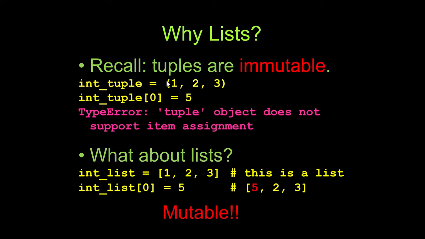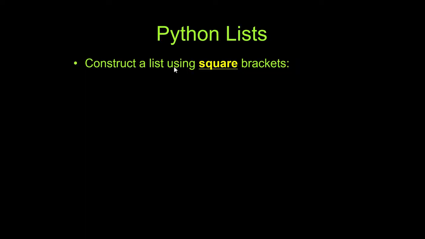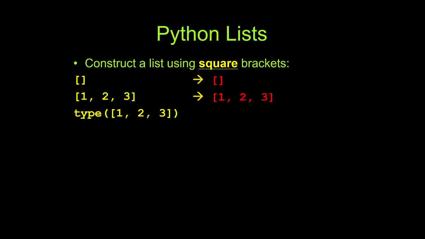You notice here that we use parentheses for tuple and square bracket for list. For list, we use square bracket. When we type square bracket in IDLE, we get an empty list. If we type 1, 2, 3, we get a list containing 1, 2, and 3. We can check the type of list with type the list to get class list.